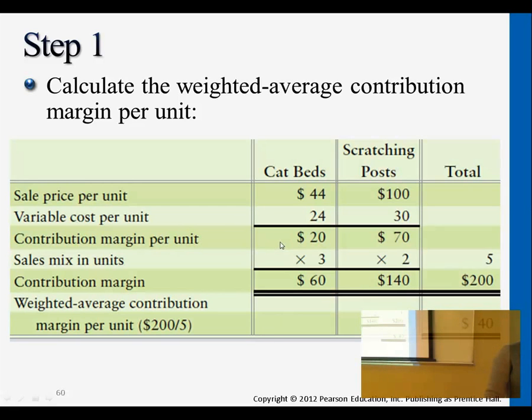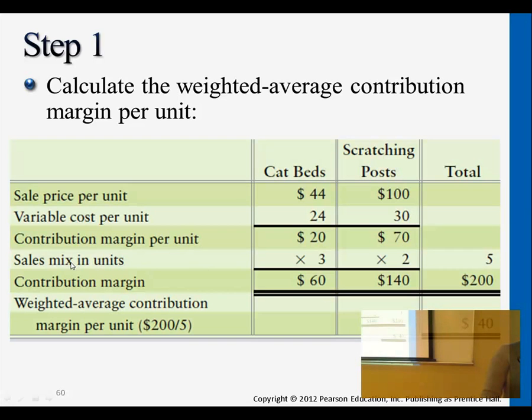We have contribution margin per unit that we want to calculate for each of the products. So cat beds is $20 and scratching post is $70. And how did we get it? We took sales price per unit and we subtracted variable cost per unit. And that's how we got our contribution margin per unit.